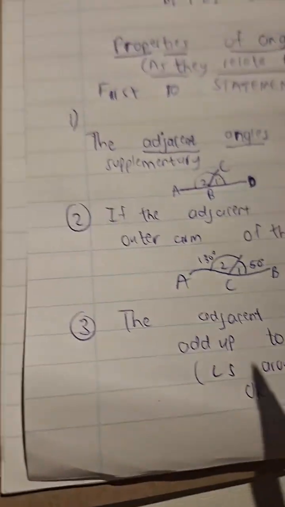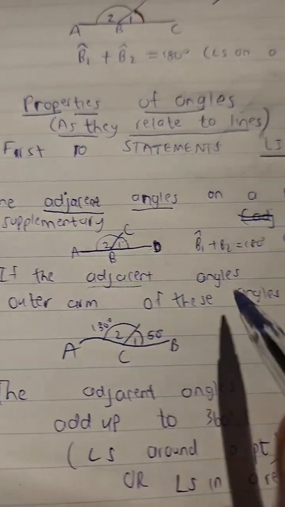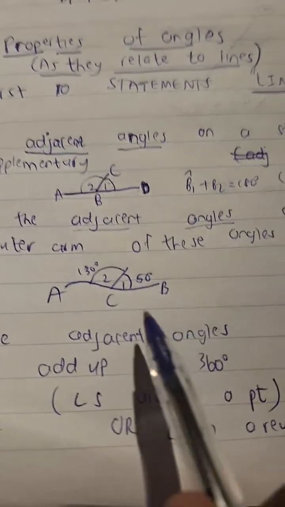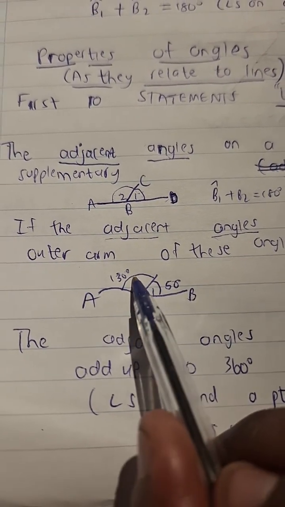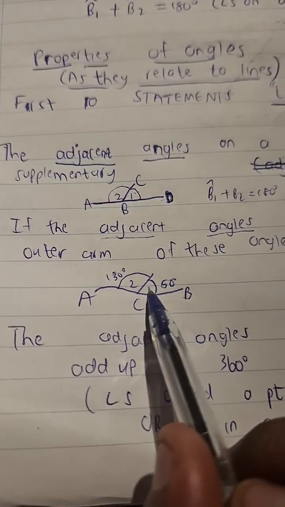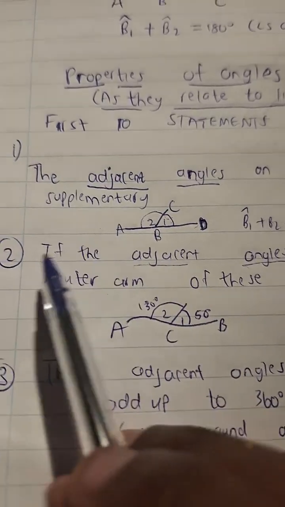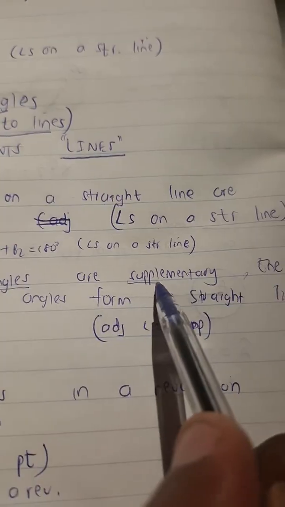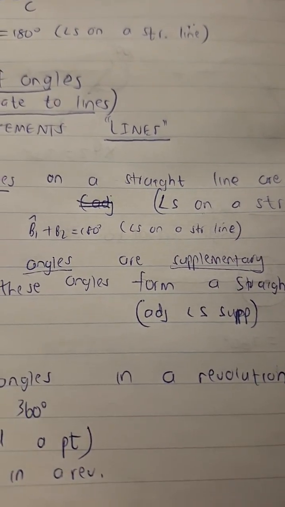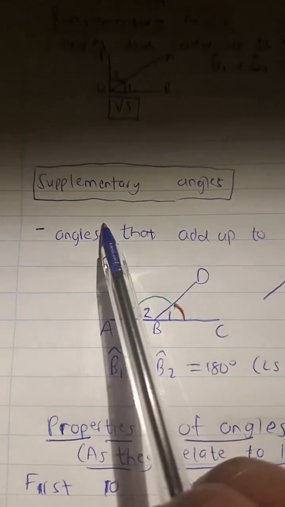So if we look at the statement again, it says if the adjacent angles. Let's look at this. Which ones are the adjacent angles here? It's angle C1 and angle C2. Angle C1 is 50 degrees. Angle C2 is 130 degrees. Now the statement is saying if the adjacent angles are supplementary. What does supplementary mean? CR for life, do you remember what the word supplementary means? The word supplementary means angles that add up to 180.